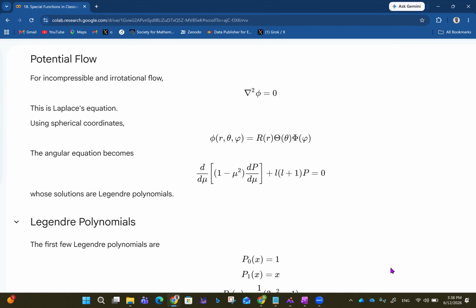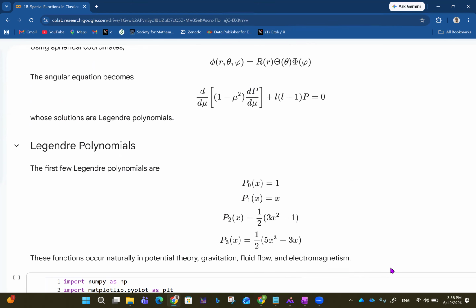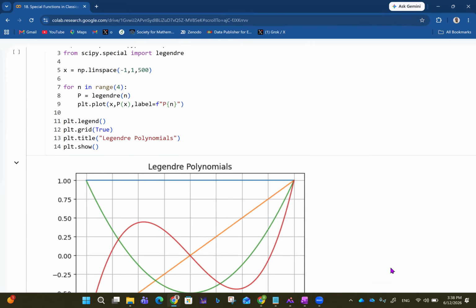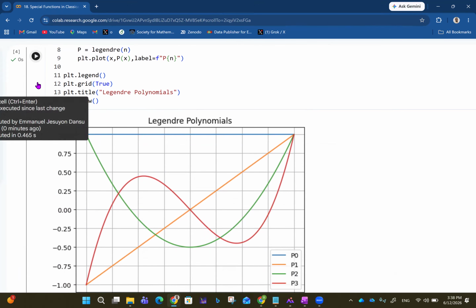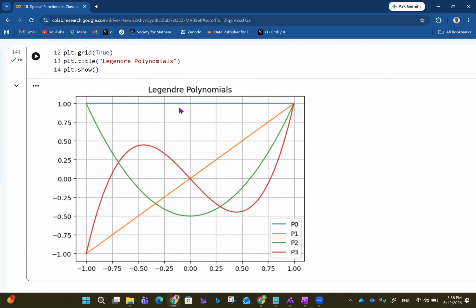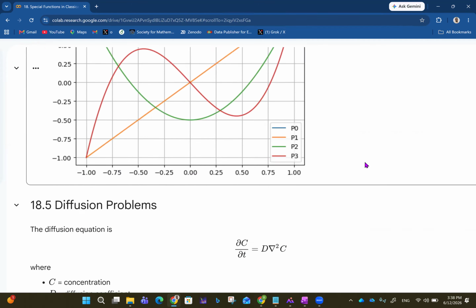So when it comes to fluid flow and electromagnetism, you see Legendre polynomials coming up there. And of course, if we do this now for range 4, that's from 0 to 3: for order 0, this is the blue one here. At order 1, you have the straight line here. At order 2, you have the green line, which is like a catenary, I think that's what it's called. And then P3 has both concave and convex parts, like that.